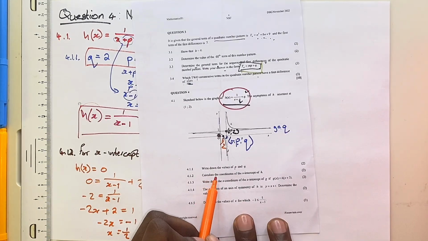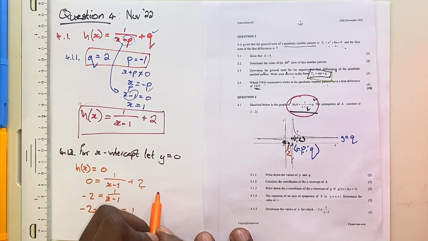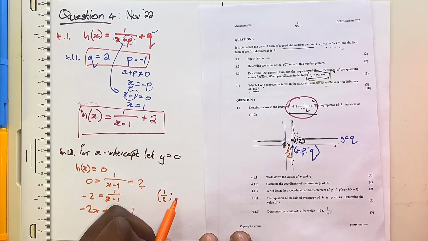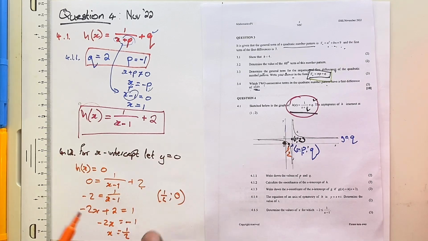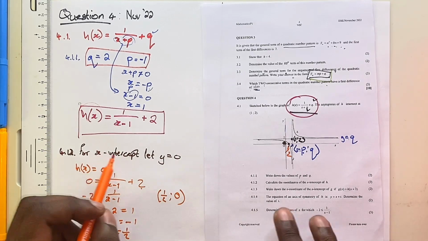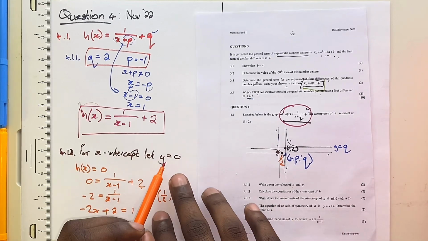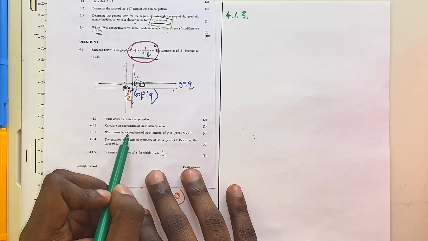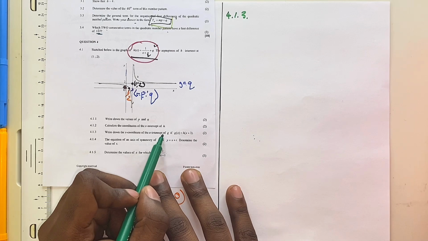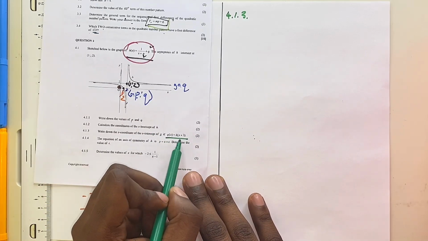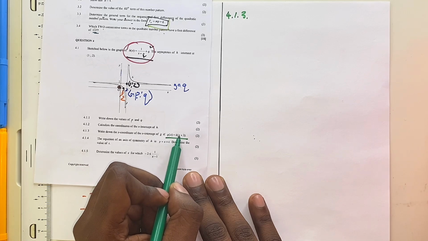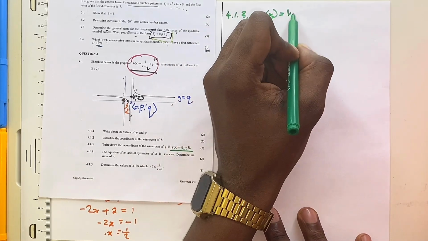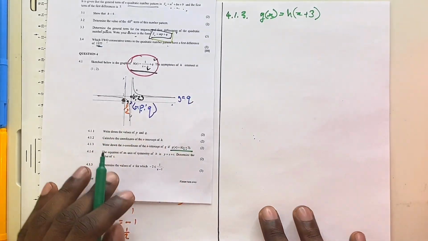But they said calculate the coordinates. So you have to give the coordinate of the x-intercept. So the x value is 1 over 2 and the y value is 0 because we let y be 0 to find our x coordinate. For the x-intercept, you let y be 0. For the y-intercept, you let x be 0. In 4.1.3, they say write down the x coordinate of the x-intercept of g. Now we have a new function here of g where it is given by h of x plus 3. They gave us h of x, and g of x is given by h of x plus 3.